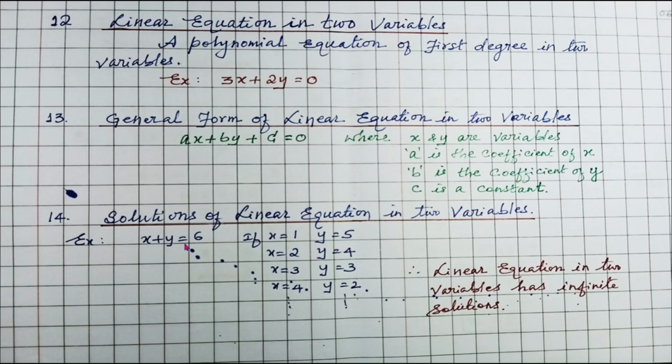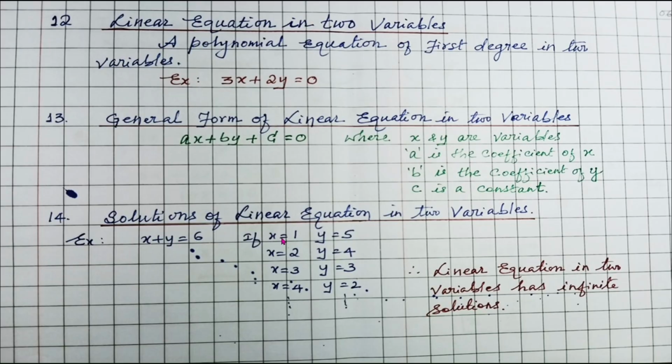Let us take an example. x plus y equal to 6. Now to find the solutions, let us put x is equal to 1 here. If I put x is equal to 1, y has to be 5, because 1 plus 5 becomes 6. If I take x is equal to 2, then y will be 4. If I take x is equal to 3, then y will be 3. If I take x is equal to 4, y will be 2.